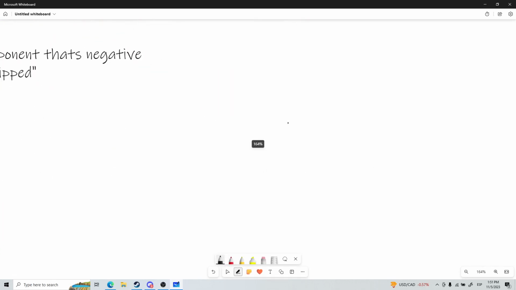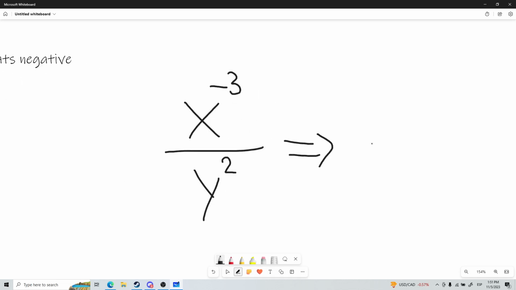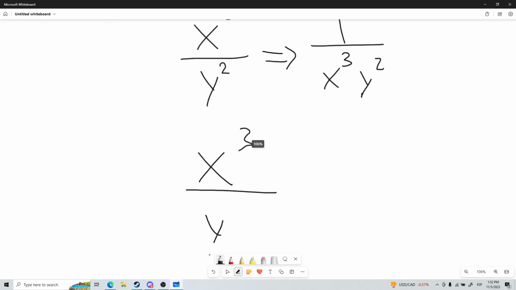Let me give you an example. Let's say you have x to the power of -3 divided by y to the power of 2. What would this turn into? This would turn into 1 over x to the power of 3, y to the power of 2. Same example, x to the power of -3 divided by, actually no, positive. Positive, positive. And then I have y to the power of -2. This ends up being x cubed, y squared.